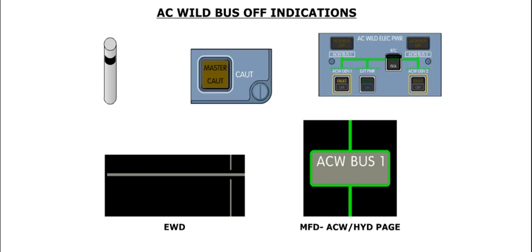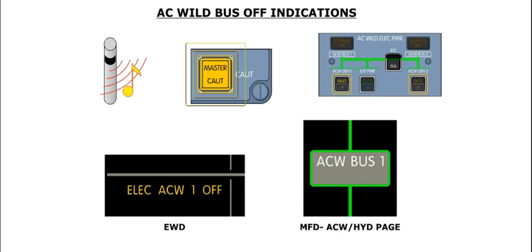The indications of an unpowered AC wild bus consist of a single chime, and both master caution lights flash. An amber electrical AC wild bus 1 or 2 message is displayed on the EWD. The associated AC wild bus off light illuminates in amber, and an amber AC wild bus 1 or 2 off label is displayed on the MFD electrical page.